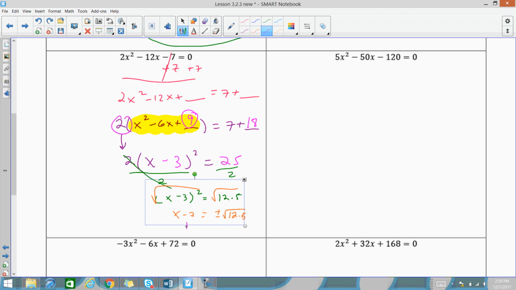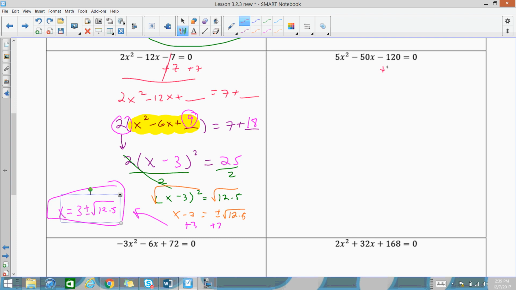So now our last step, add 3, and I'm going to write my answer over here. It's going to be x equals 3 plus or minus the square root of 12.5. That's it, and that's a fun one. You know, usually I'm going to try to make this number something that will simplify, but if it doesn't, hey, if it doesn't, we've got to be good students. We've got to just leave the answer exactly how it is. All right, let's go on to the next one.